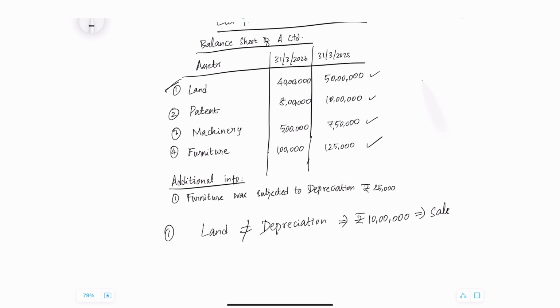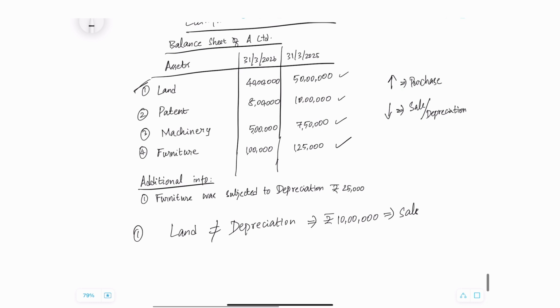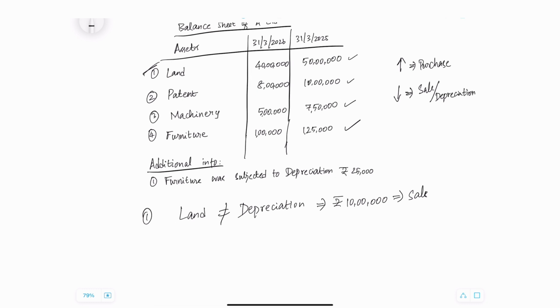When the asset price increases from the previous year, increase means it can refer only to purchase. But if the value of the asset decreases when I compare it with the previous year, there can be two options. One, it can be sale, or it can be depreciation. Now this video is about telling you what you should assume. Should you assume the decrease as a sale or as a depreciation? Therefore, the first thing, if the relevant asset is land, then you have to assume the decrease is sale only. Okay, now the second thing, patent.